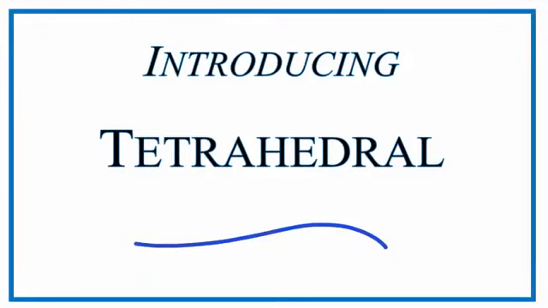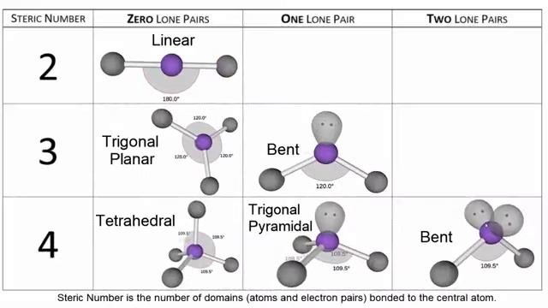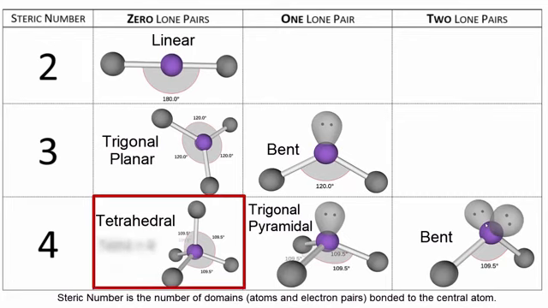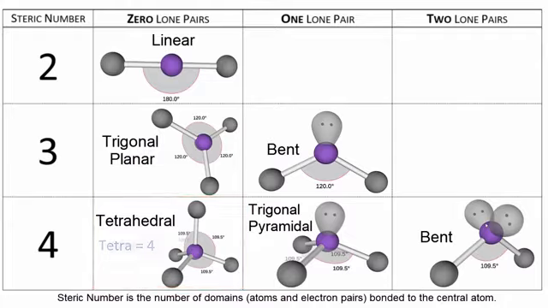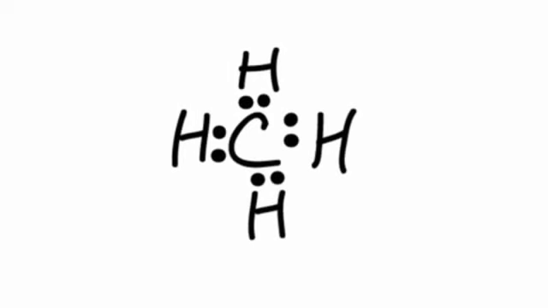Okay, so we'll look at 3 more important molecular geometries and then do some practice. When we have 4 atoms bonded to that central atom and no lone pairs, we have a tetrahedral molecular geometry. CH4, methane, is often given as an example of the tetrahedral structure. We have 4 hydrogen atoms attached to that central carbon and no lone pairs.